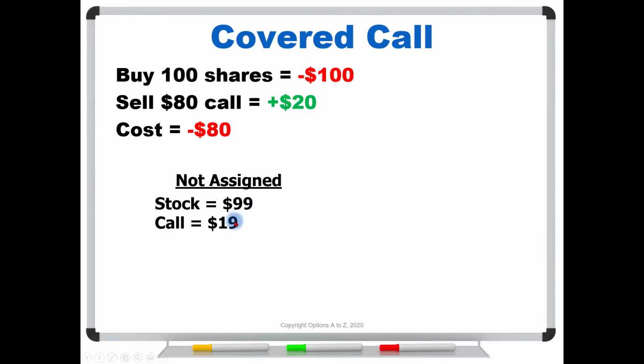So what's the value of our position here if we don't get assigned? Well, the broker's platform is going to show that our stock position is worth 99 and our call option is worth 19. This is an amount that we owe. It's a short call. So 99 minus 19, our total value is 80, exactly what it cost us. So we haven't really taken a loss of any kind.